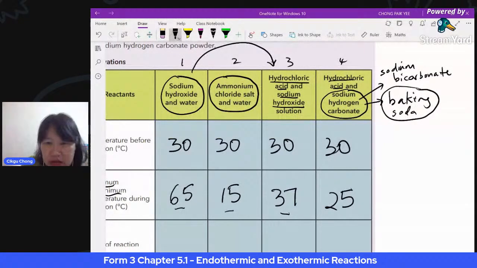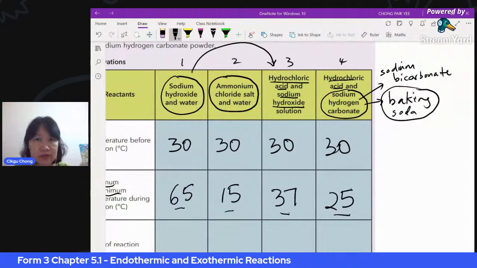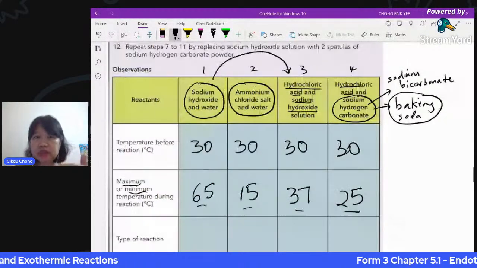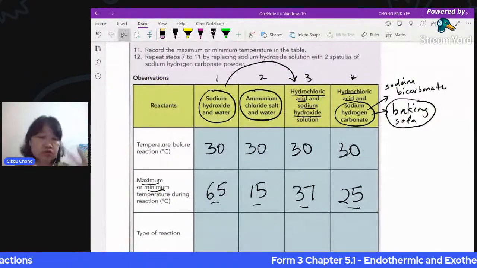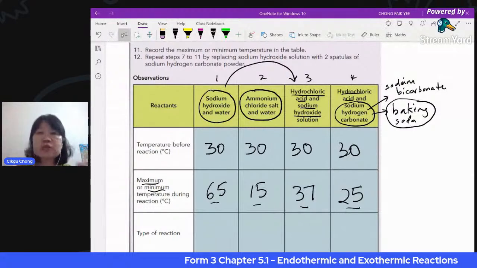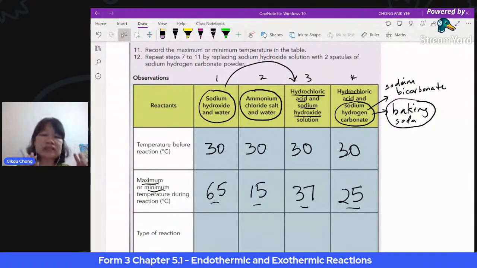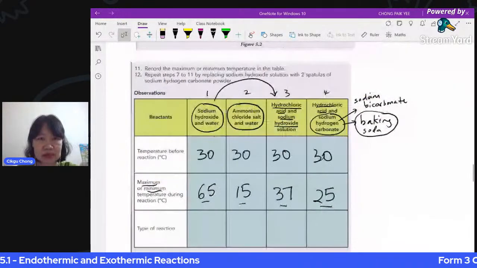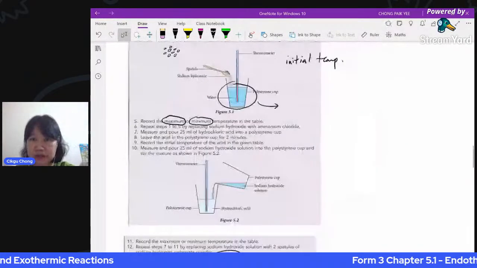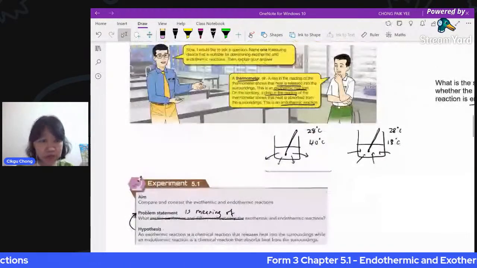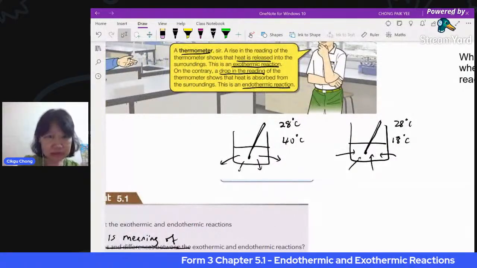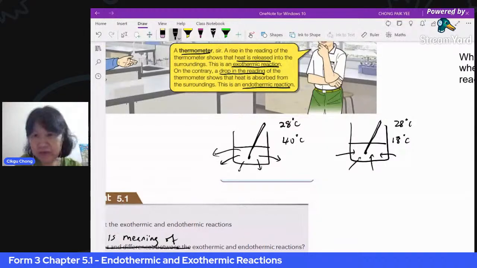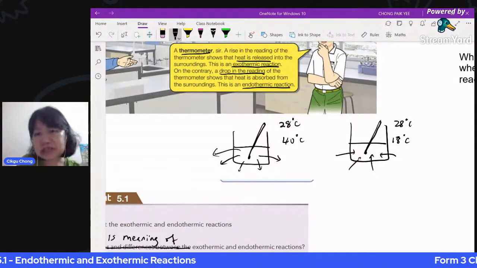I give you 25. From there, from the temperature increase or decrease, you will be able to know whether it is an endothermic or exothermic reaction. Like I mentioned earlier in this lesson, if the temperature rises, it means it's producing heat. If the temperature drops, it means it is absorbing heat.